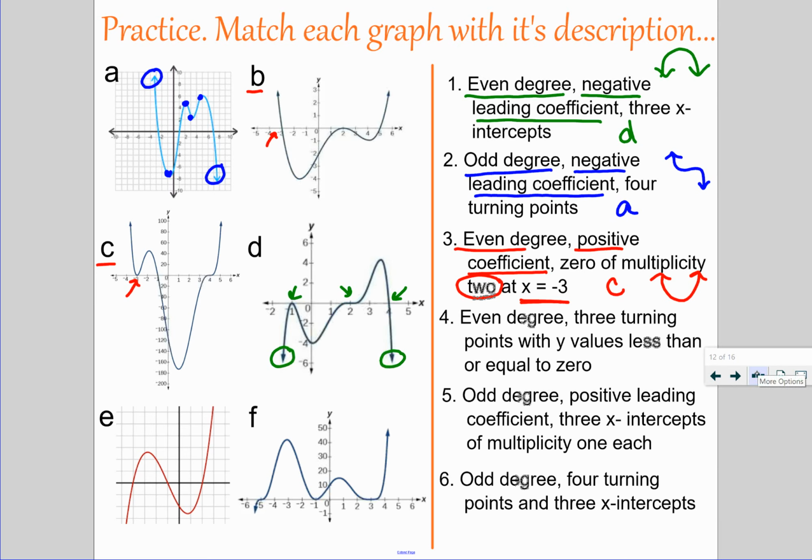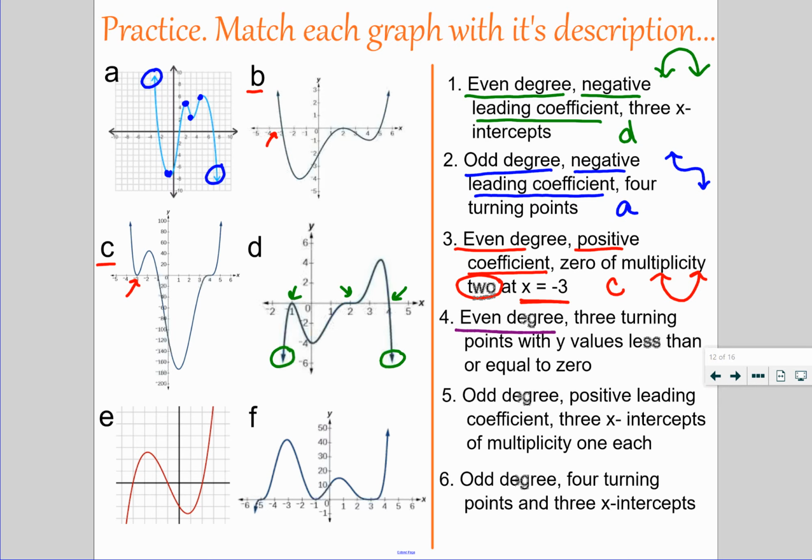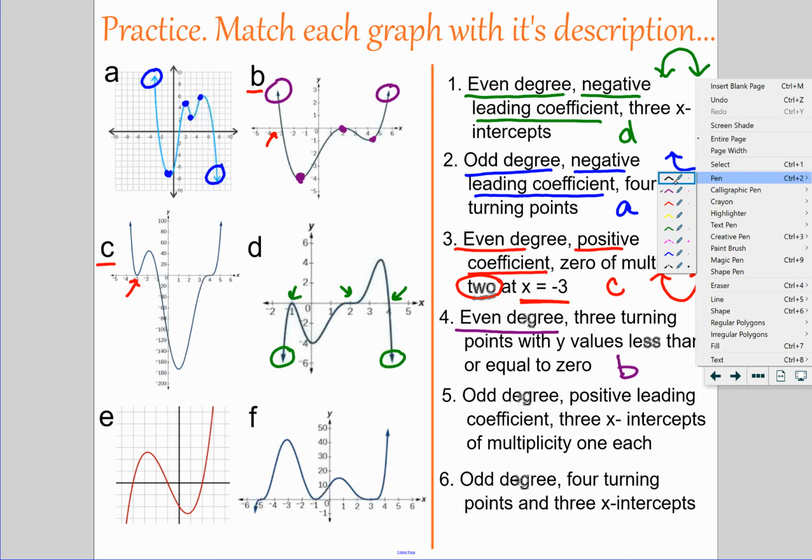In the next one, we want an even degree function with 3 turning points, and all those turning points have y values less than or equal to 0. So even degree, I think I only have one even degree left, and it's B. And it has 3 turning points. All of those turning points have y values less than or equal to 0. So B.